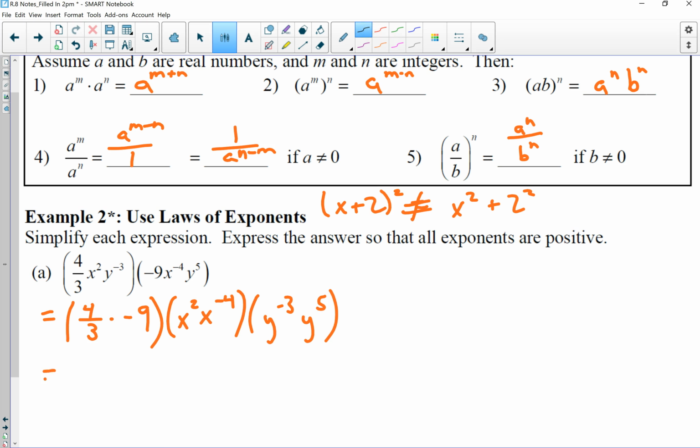So when I multiply my numbers, we can treat this in many ways just like we did in our previous section. I can think of negative 9 like a fraction by sticking it over 1. And I can also write it in a factored form.